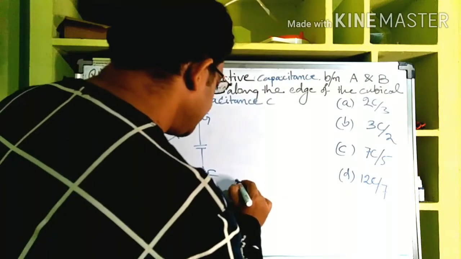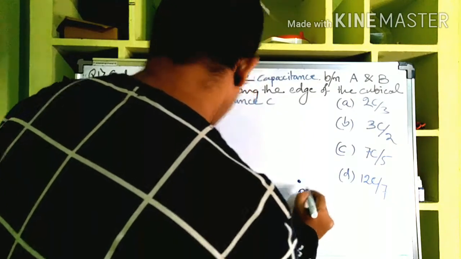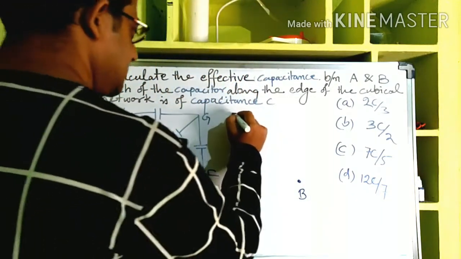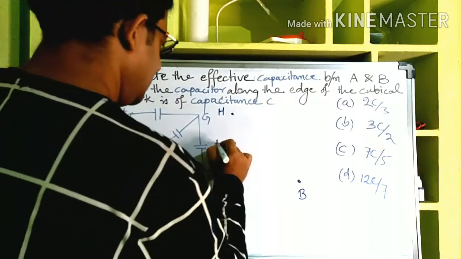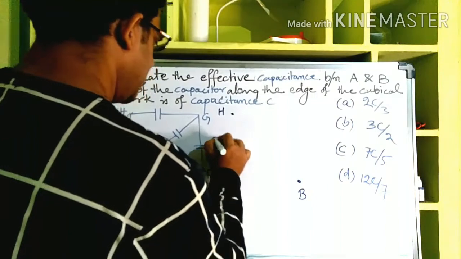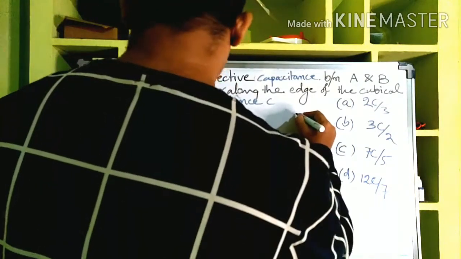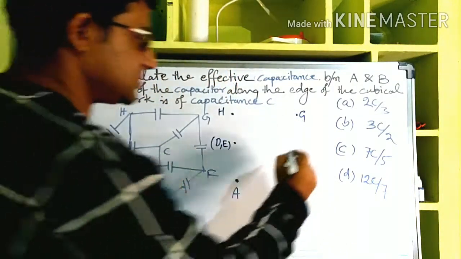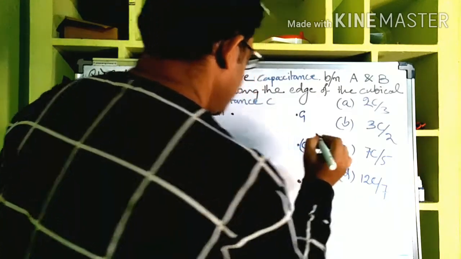You take A and you take B. Now DE you are squeezing into one point and H is here. D and E became 1 point now. Similarly, this side CF became 1 point now, and G and CF are squeezed into 1 point.